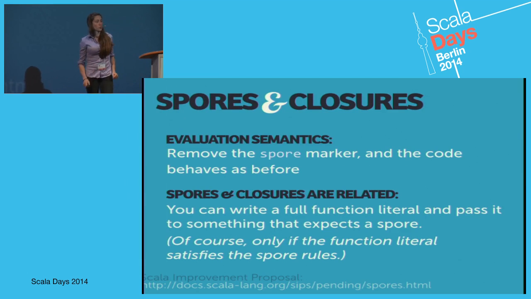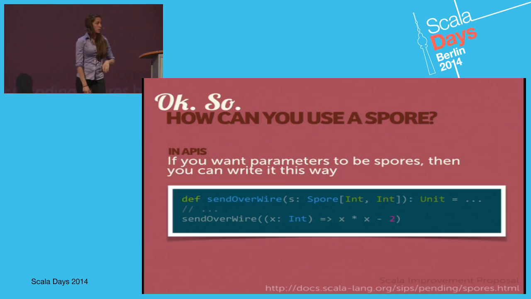Also, spores and closures are related in that if there's some method that expects a spore, you can also pass a function literal to it. A function literal is not a spore, it's a function. But there are ways to implicitly convert your functions to a spore, and then all of this compile-time checking kicks in on the thing that you passed that was originally a function. That makes the burden of writing these things a little bit smaller.